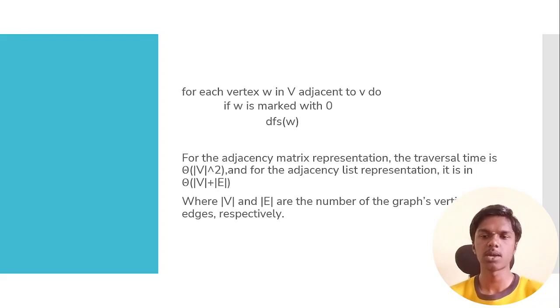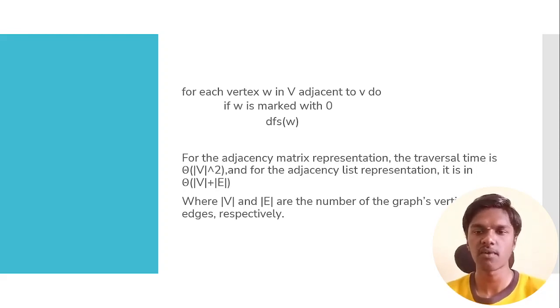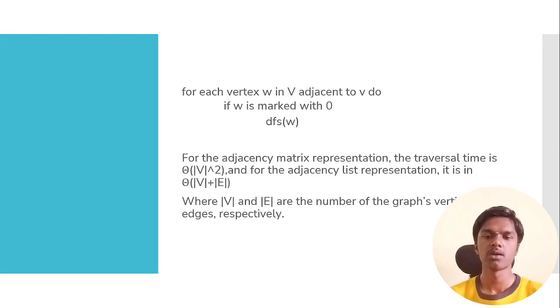For each vertex w in V that is adjacent to the particular vertex, do: if w is marked with 0, then perform DFS of w. For the adjacency matrix representation, the traversal time is theta of |V| square, and for the adjacency list representation, it is theta of |V| plus |E|, where |V| and |E| are the number of graph vertices and edges respectively.